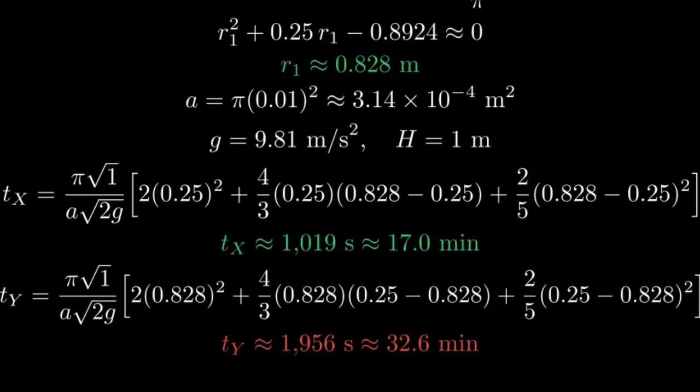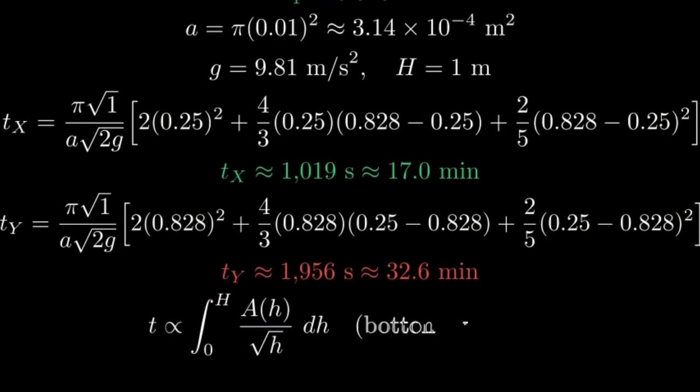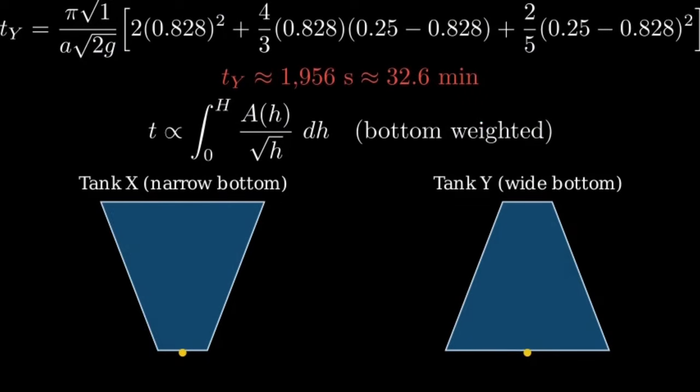Why does tank X empty faster? Look at the integral for time. It has A of h divided by square root of h. The factor 1 over square root of h is very large near the bottom when h is small. So the geometry near the bottom matters most. Tank X has a small cross-section at the bottom, so there is less volume where the weighting is strongest. Tank Y has a large bottom, so there is more volume where the weighting is strongest. That is why tank X empties faster.